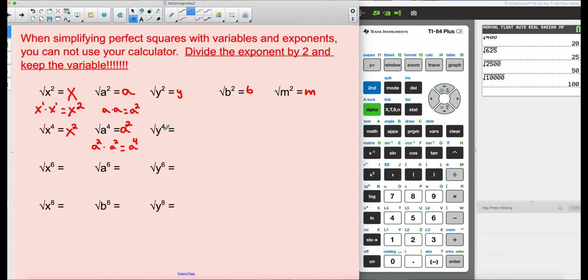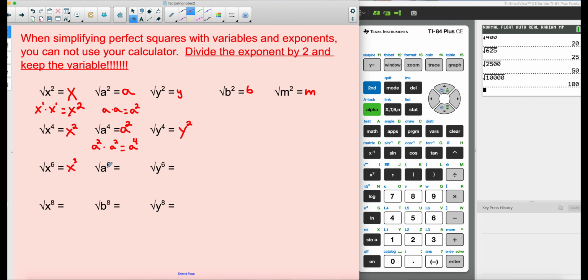Same thing here. The square root of y to the 4th. Keep your variable. What is half of 4? What's 4 divided by 2? It's 2. So the square root of y to the 4th is y to the 2nd. Same thing here. The square root of x to the 6th. Keep the variable. What's half of 6? Or 6 divided by 2? It's 3. So the square root of x to the 6th is always x to the 3rd.